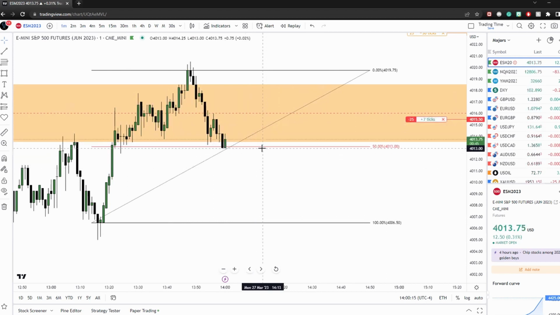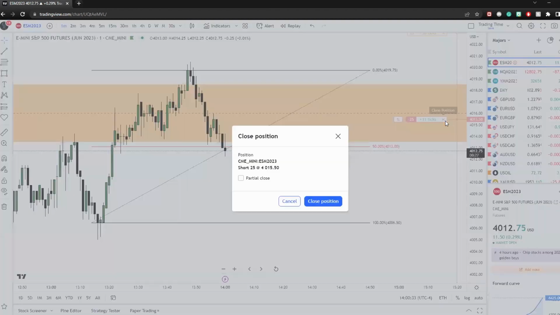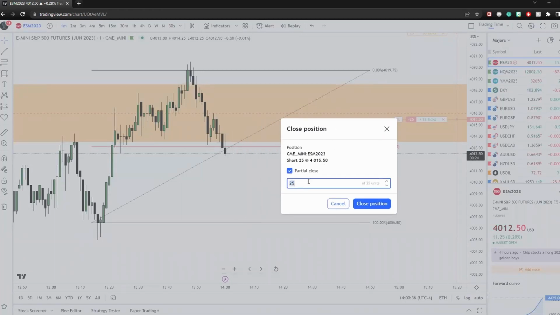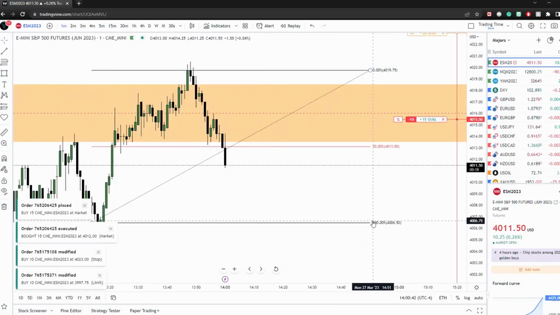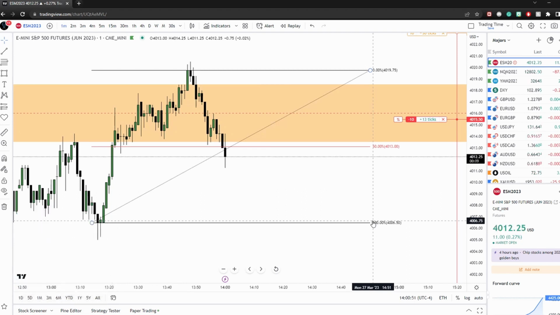Right. There you go. Push lower, push lower. Boom, boom. $15 out. As soon as I saw that, took $15 out. Letting the rest run right now.